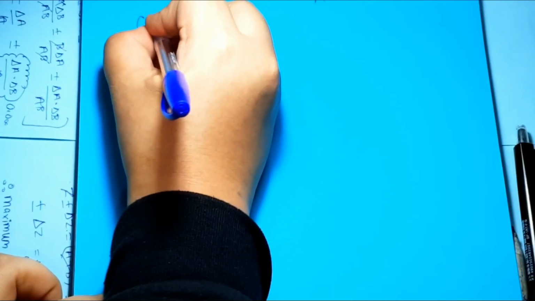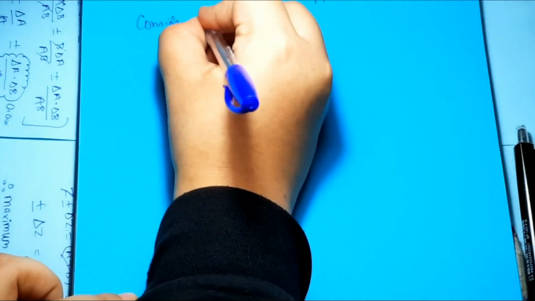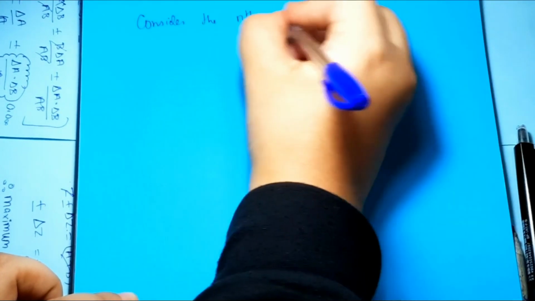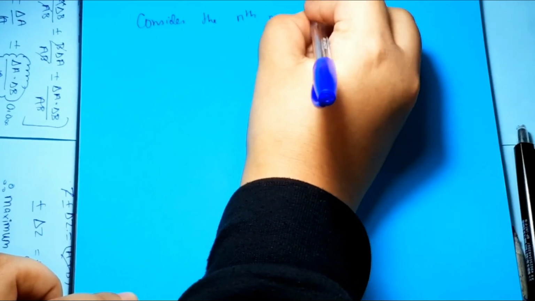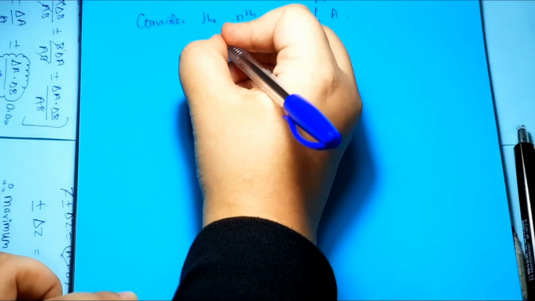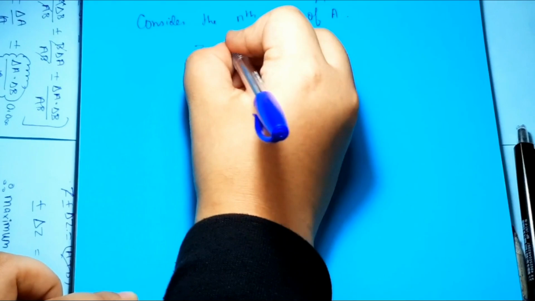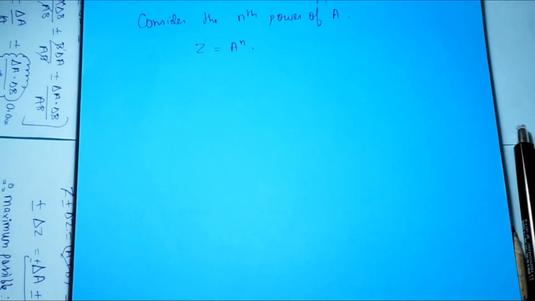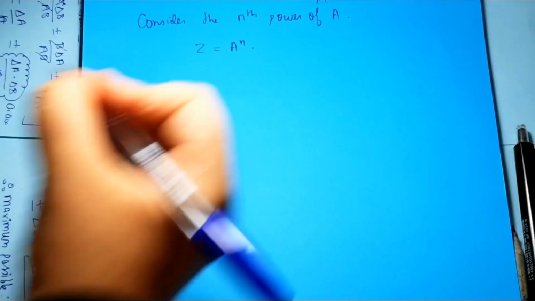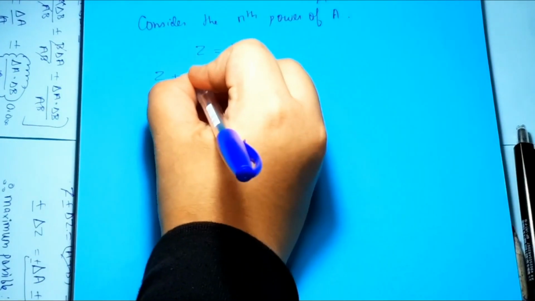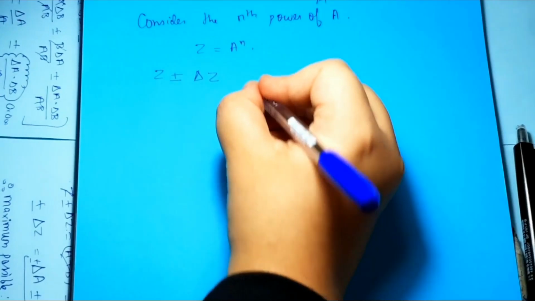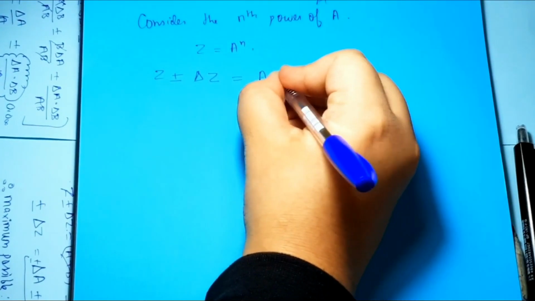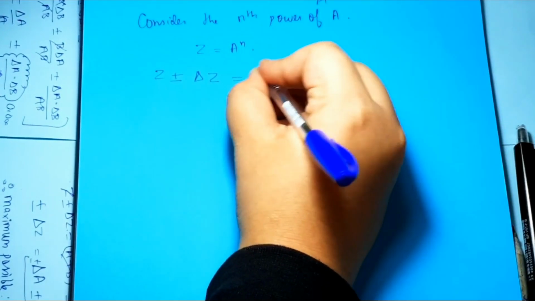Let's consider the nth power of a. Now what this means, when I say nth power of a, I simply mean to say that z is equal to a raised to n. Simple to understand, that we have some number like how we had z is equal to a plus b. Similarly, we have z is equal to a raised to n. So they're going to have some error in them, so you can give us z plus or minus delta z, is equal to a plus or minus delta a whole raised to n.